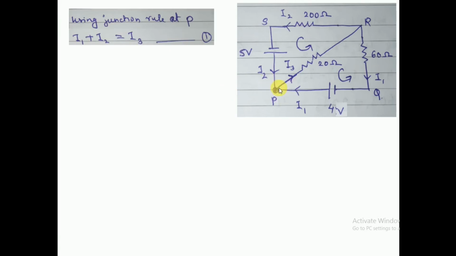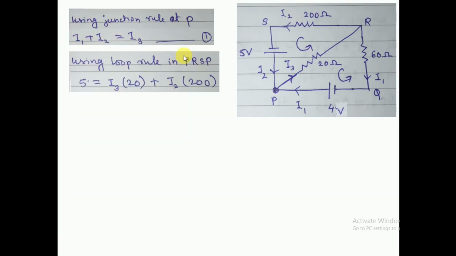At this point P, currents I1 and I2 are entering, I3 is leaving, so I can write I1 plus I2 is equal to I3. Now I'll take this loop PRSP, and I can see there is one EMF, and this EMF is giving the current in the direction of the loop. Current is always positive to negative, and my loop is also in the same direction.